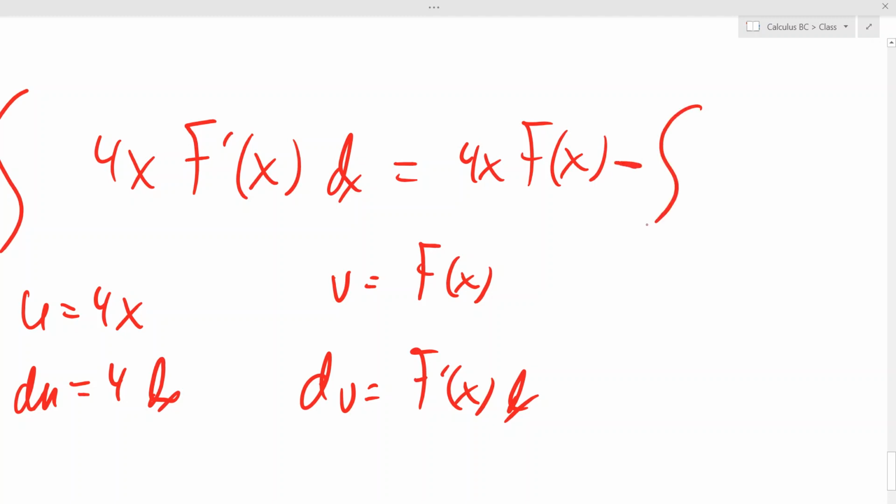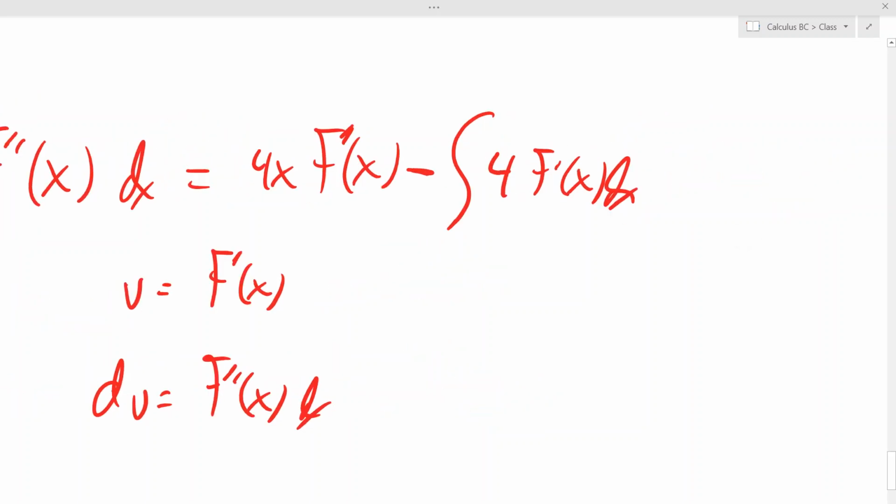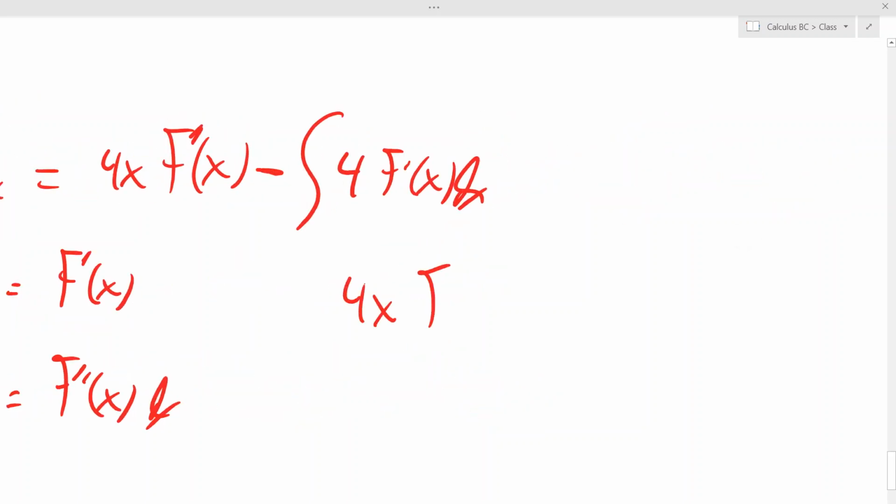Of, actually, since we have to do v du, they might make this f double prime, I guess, because then this would be f prime, right? And then we would get v du, which would be 4f prime of x dx. That means this would be f prime too, right? And then you can integrate that, and you get 4x f prime of x minus 4f of x. And there could be limits on there, like from a to b, right?